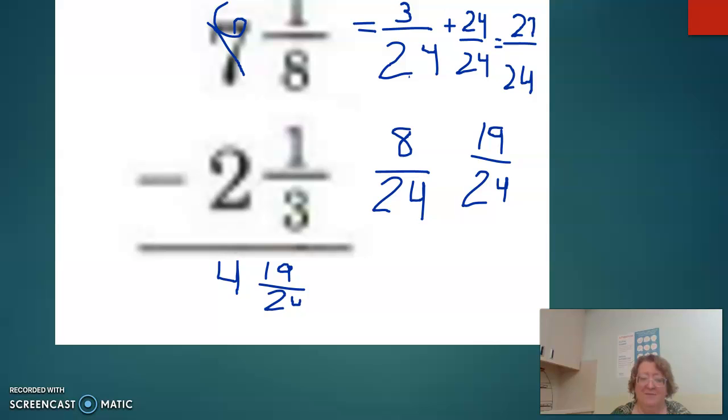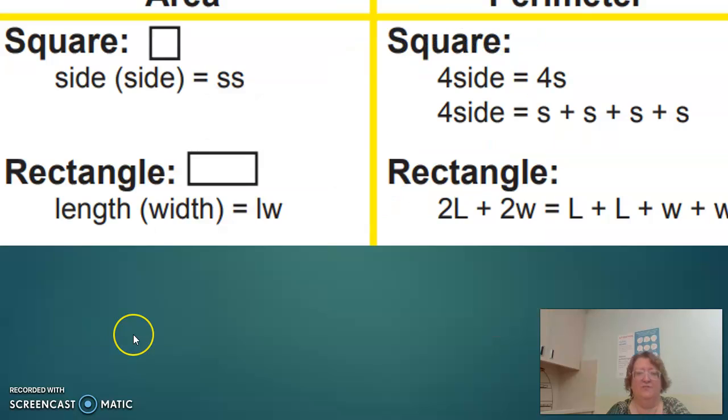No, I cannot. By raise of hand, someone tell me why I cannot reduce 19 24ths. What is 19? 19 is a prime number. So we could only reduce by 1 or 19. Very well done. All right, on the board in front of you, you have area.